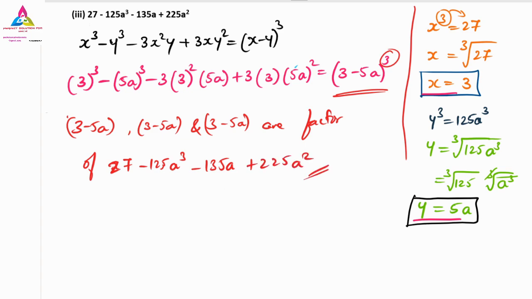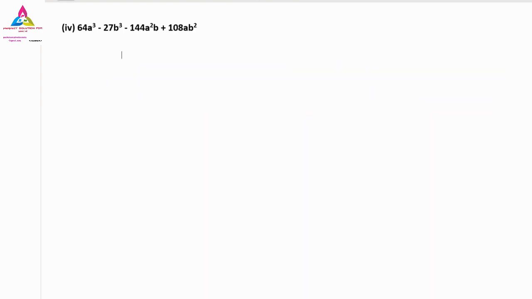That is our answer. It is so easy, it is not difficult, but we have to understand the basics. This is also a similar method. Here also again we have 64 a cube and 27 b cube. Again it is having the negative symbol. So I think it will be easy for you. You can try this. See again we have to use the same method.